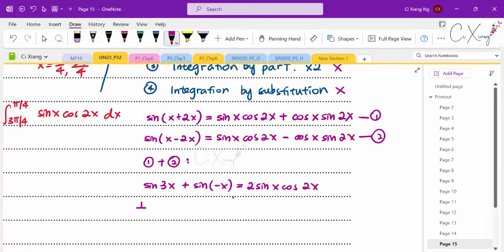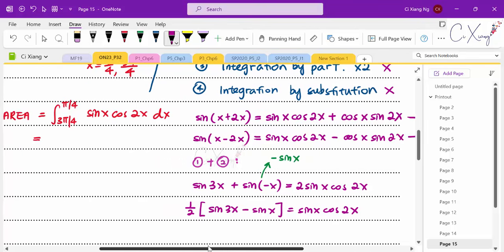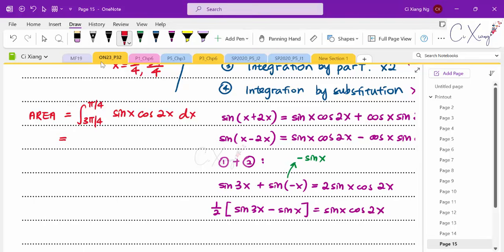Okay, then next one. What is the next step? I will move the 2 over, becoming 1 over 2. Then I'm having sine 3x. Okay, then for this particular term, it should be negative sine x. Sine negative x equals negative sine x, so I write negative sine x here. Then equals sine x cos 2x. And now I can rephrase the sine x cos 2x, replace it by using this particular expression, so that you can integrate them, because you're having sine 3x and sine x that you can integrate directly. Okay, all right, so I go back to my integration part here.